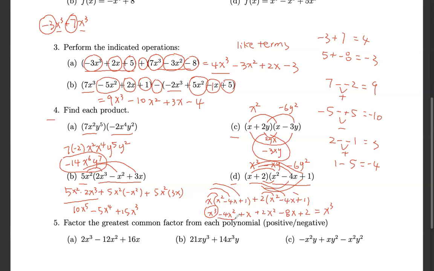Then we get a negative 4x squared, positive 2x squared. That combines to be negative 2x squared. Then we have an x from negative 8x, that's negative 7x. Then we have this 2 plus 2. So we get a polynomial of degree 3.